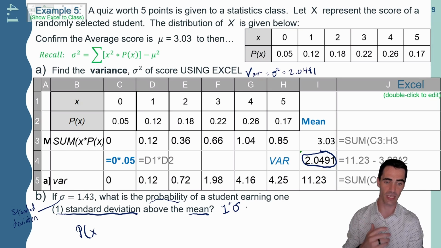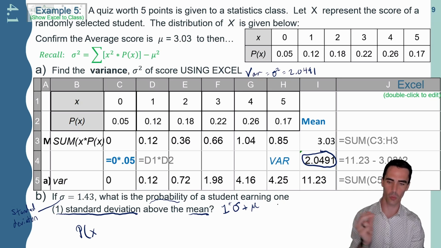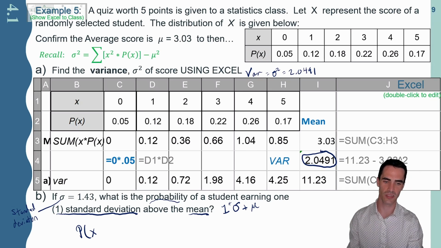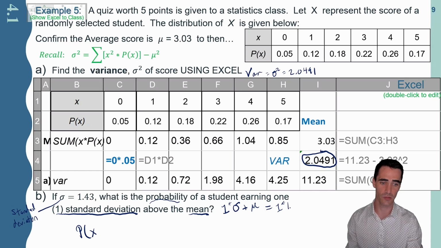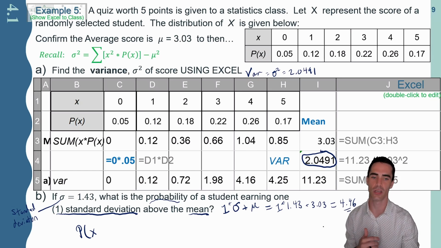And then above, meaning I want to add that to the mean. So this is just a very fancy way of saying one standard deviation above the mean: one standard deviation plus the mean. It's going to equal 1 times the standard deviation, they said was 1.43, plus the mean. We have it up top, 3.03. If I add those two values together, no problem, I should get 4.46. That's my one standard deviation above the mean.